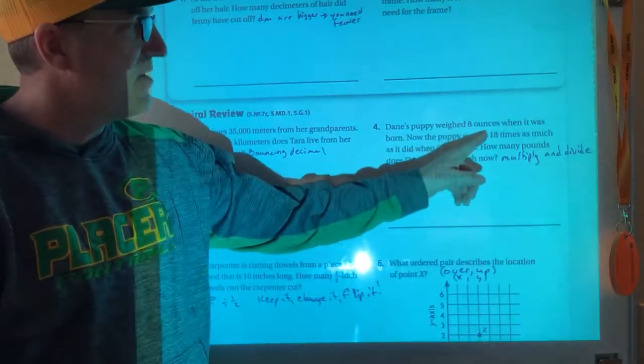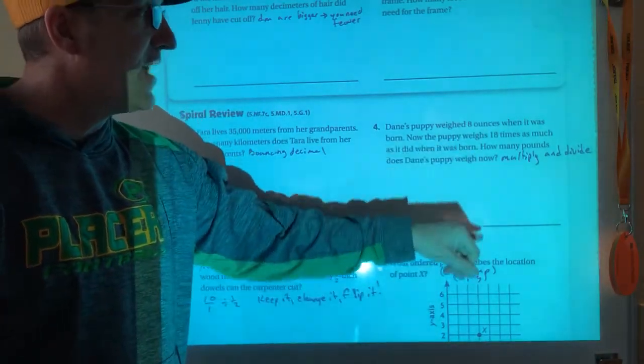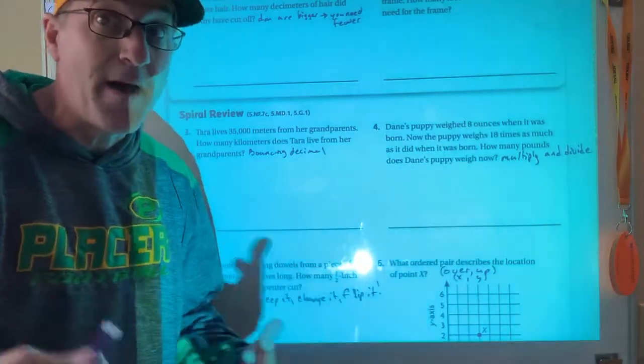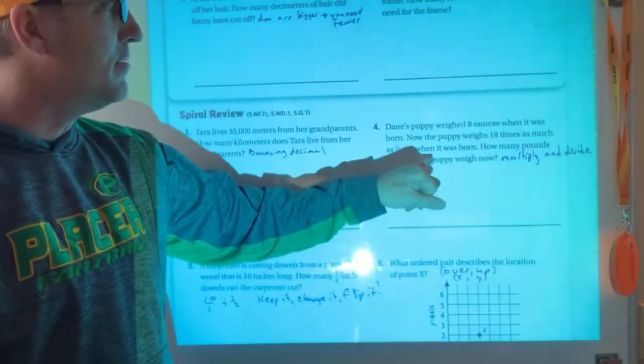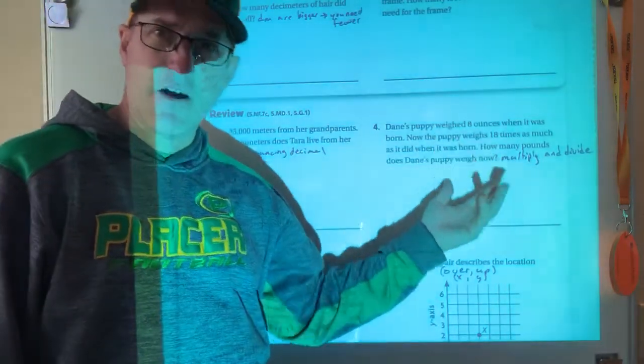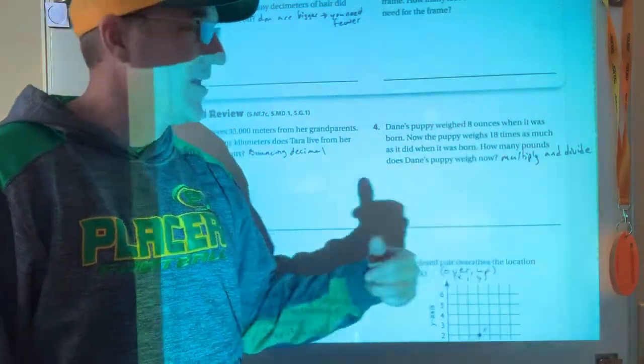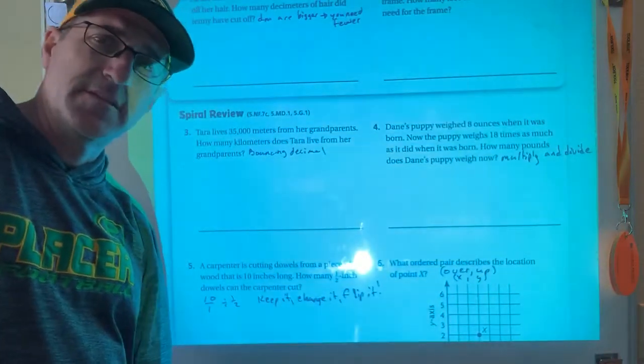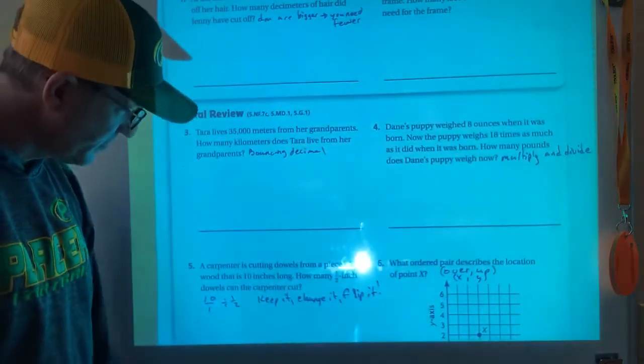Dane's puppy weighs 8 ounces when it was born. Now the puppy is 18 times that. 18 times means I'm going to multiply by 18. And then at the end, it wants to know how many pounds. So you multiply out the ounces to get all the total ounces, then you're going to divide. How many ounces in a pound? 16, right? So I'm going to divide by 16.